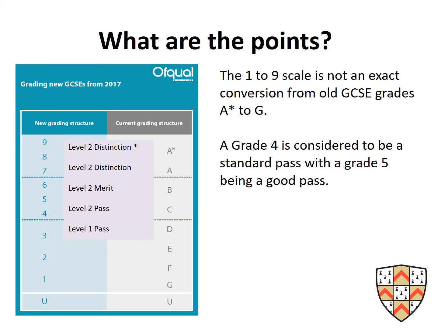So the points. The scale 1 to 9 is not an exact conversion from the old A star to G. As you can see, it went from 8 grades previously, now to 9 grades. A grade 4 is considered to be a standard pass, old school grade C, with a grade 5 being a good pass. The grades you'll notice in the middle are the grades you would get for the BTEC courses, and you'll see where those grades sit.